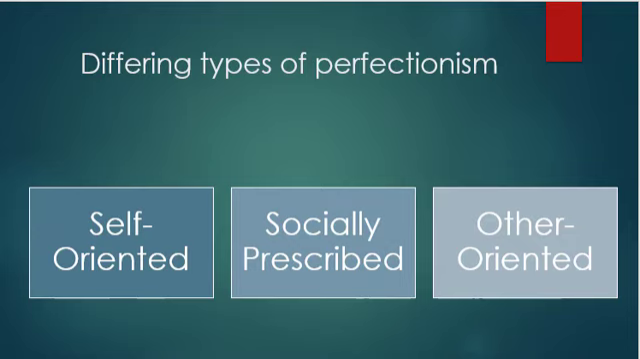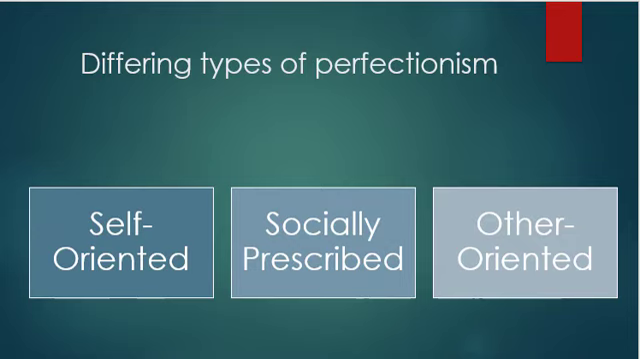It could be socioeconomics. It could be the car you drive, the clothes you wear. Those are all socially prescribed standards. And so if you're dealing with socially prescribed perfectionism, how are you trying to measure up to what others think is the standard? So it differs from the self-oriented perfectionism because you set your own standard independent of what others think. And this one is you're concerning yourself with what others think.